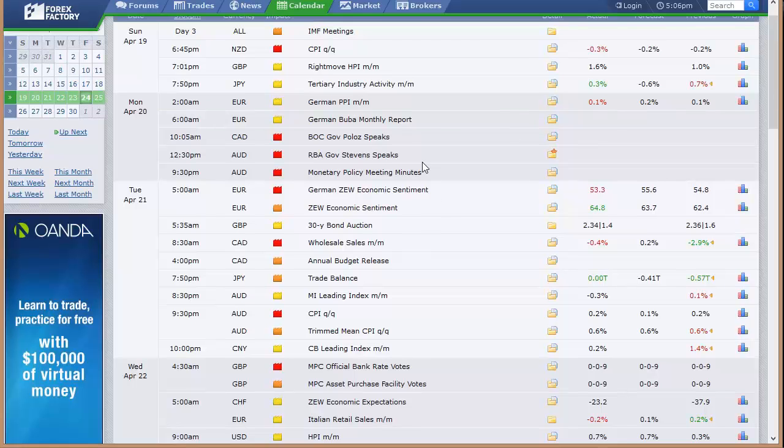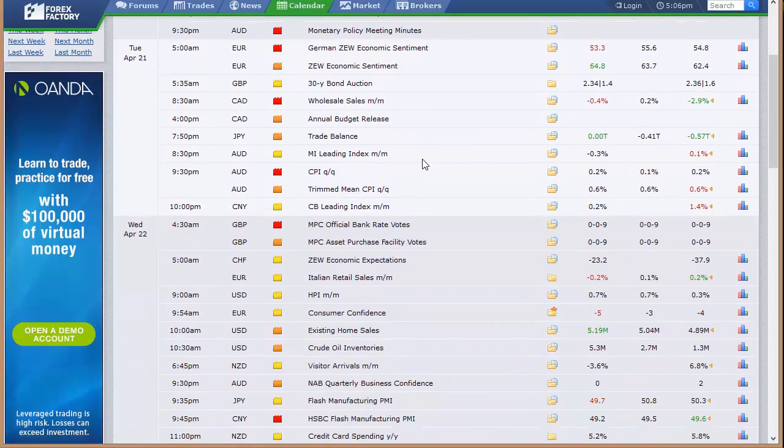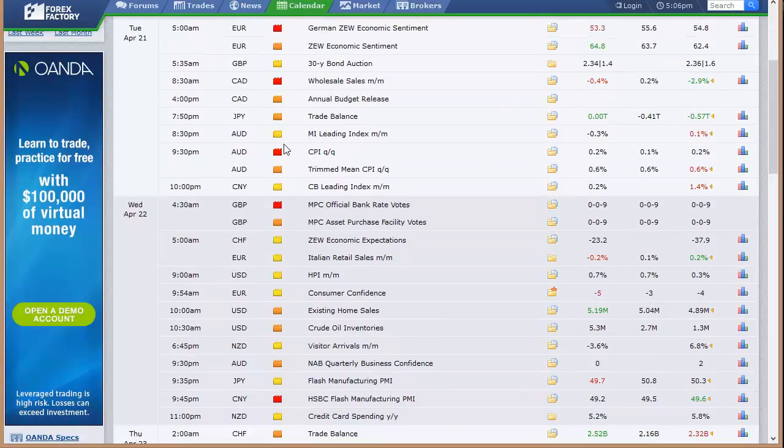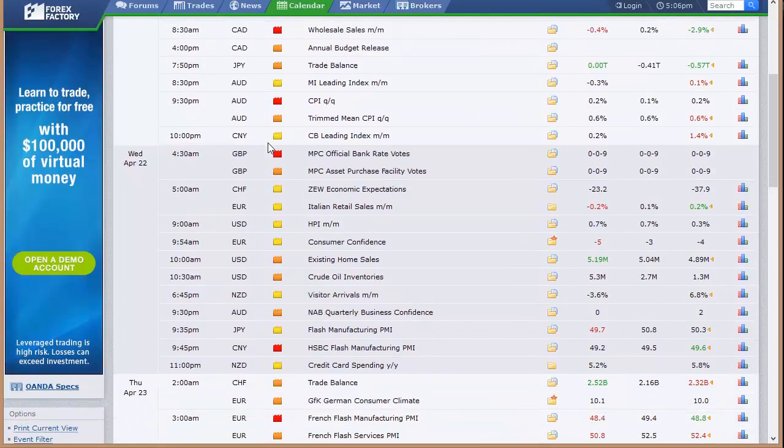We've got the New Zealand CPI Sunday night. UK's Rightmove housing price index, Japan's tertiary industry activity. Going into Monday, which is a light day, no data in the US at all. Europe's got Germany's PPI and Buba monthly report. Canada has a speech. Australia has a speech, and the monetary policy meeting minutes from the last Bank of Australia meeting. Tuesday, German and broad European economic sentiment, 30-year bond auction out of the UK, wholesale sales out of Canada, trade balance out of Japan. Once again, no U.S. data to speak of here.